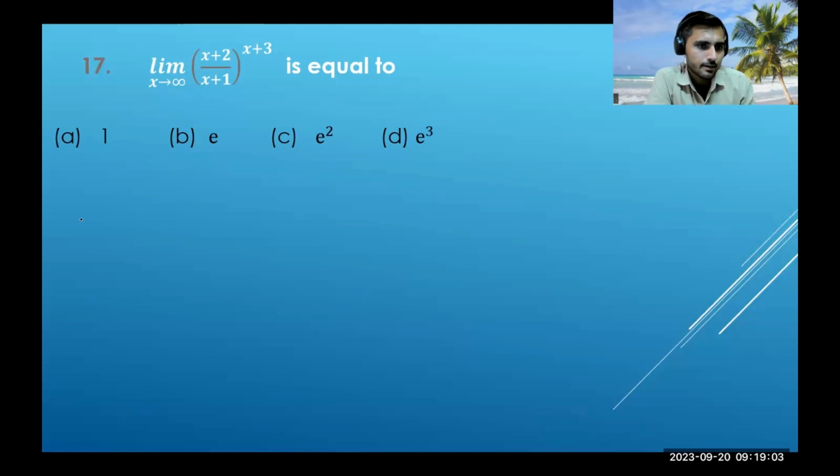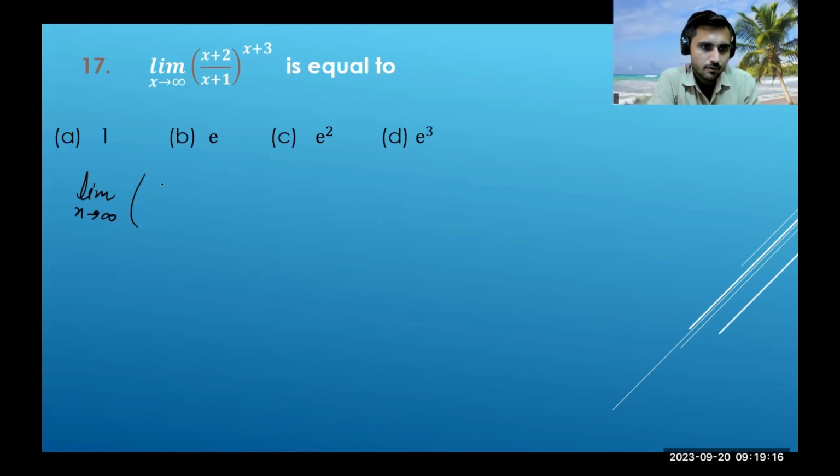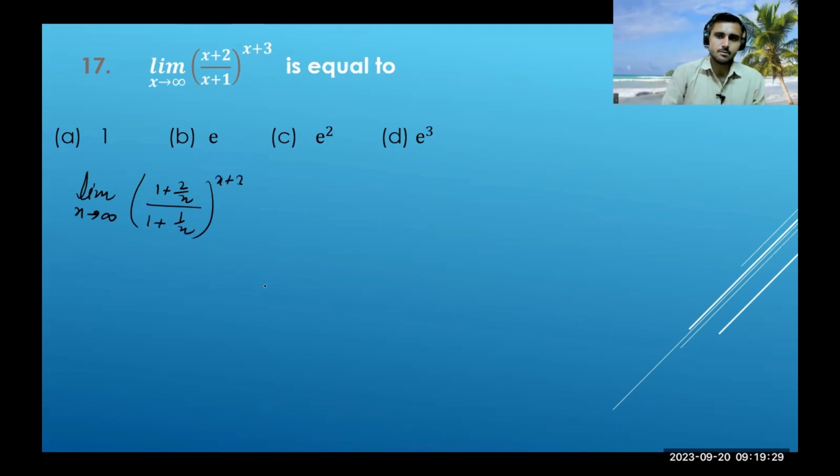So if we put limit here first, you can see which indeterminate form we have. Limit x tends to infinity, and we'll take x common. So if we have x common, we get 1 plus 2 upon x and 1 plus 1 upon x. And now we have this raised to the power x plus 3, right? So now we can put the limit here.